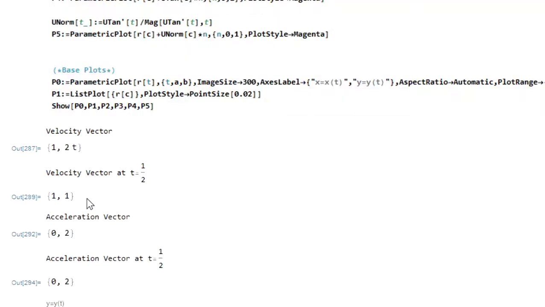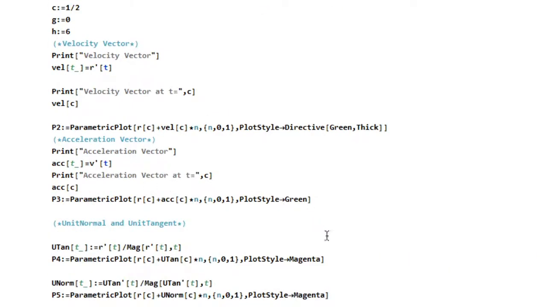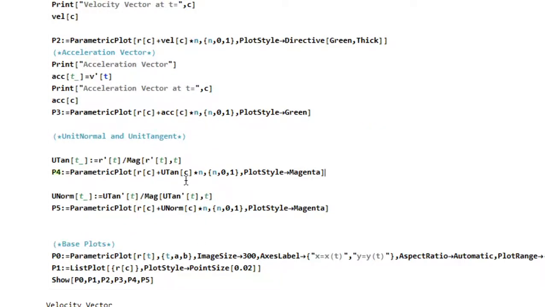Is it really buried under there? What's going on? Am I going to worry too much about it? Plot style, magenta. I think we're good. I'm not going to worry too much about it. But that's our unit tangent, unit normal vectors, folks.